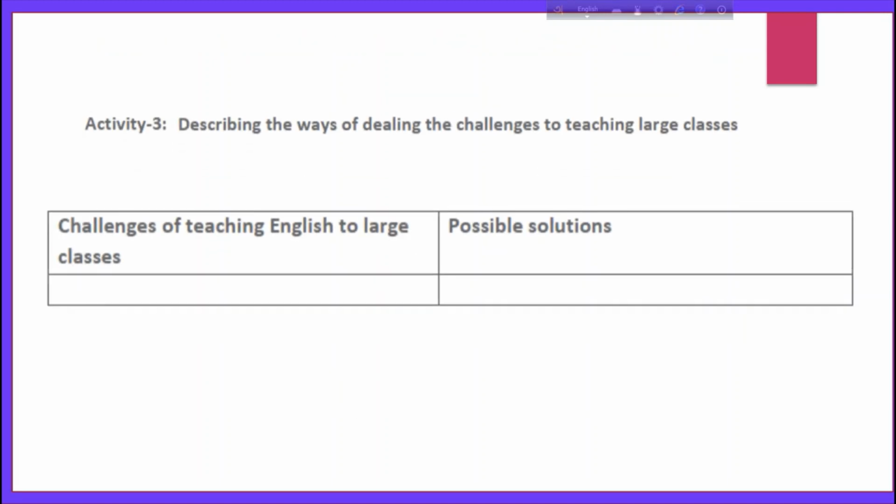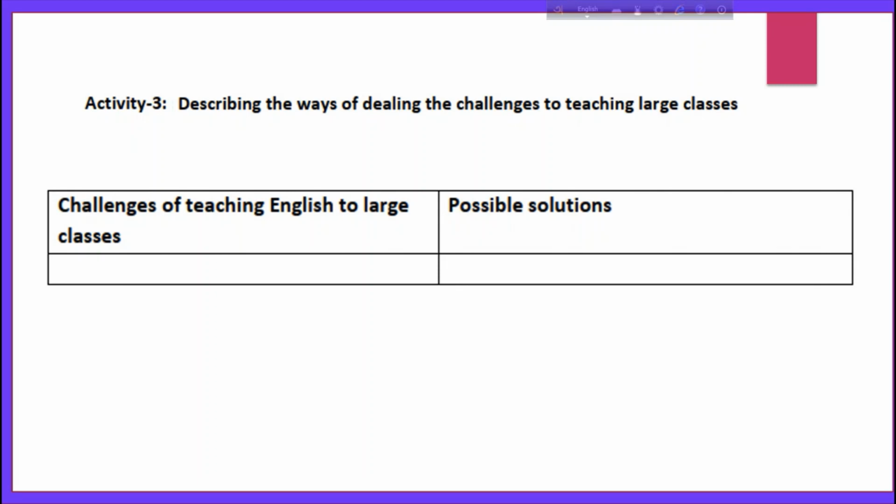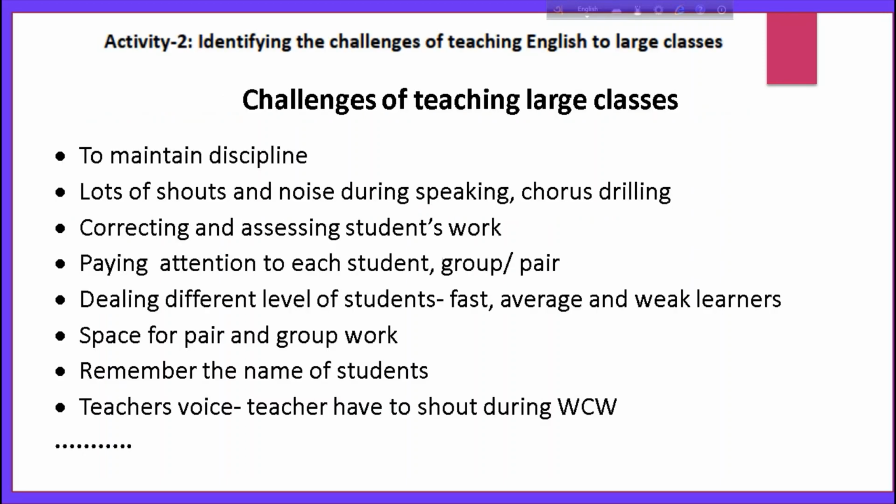So how can we solve these problems, or how can we overcome the problems? For this reason, we have to show the checklist of challenges of teaching English to large classes. Here is a left side and right side, also possible solutions. At first, we have to organize our participants into 4 groups, and then we already find 7 challenges.